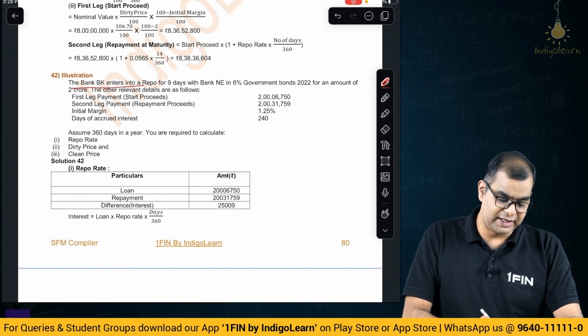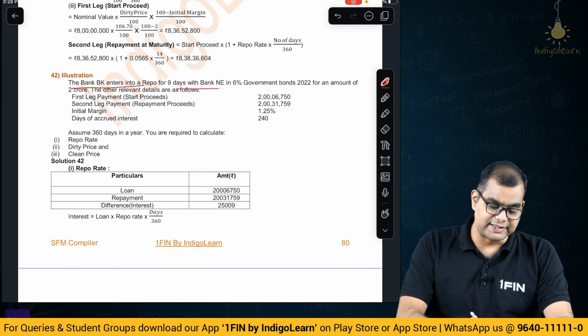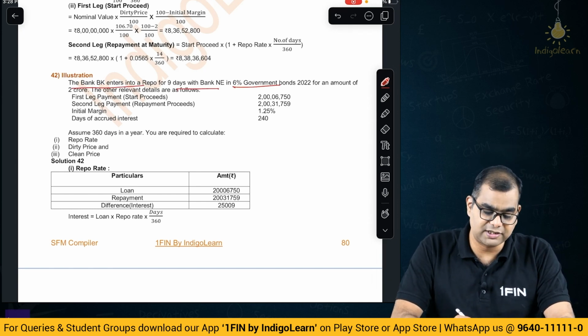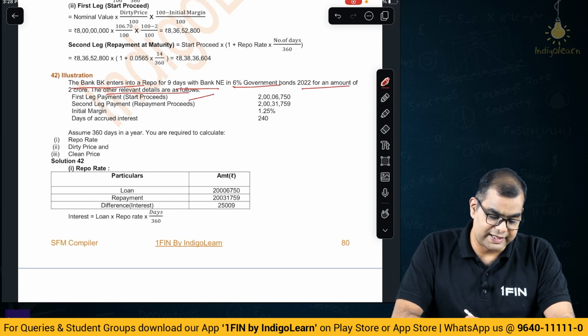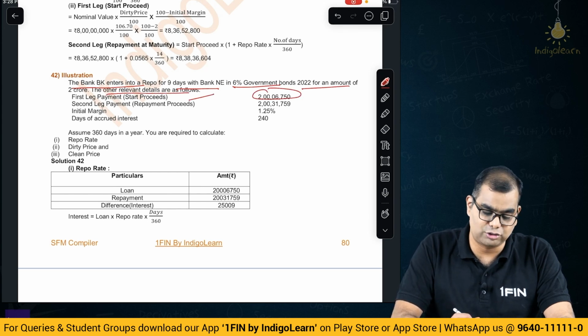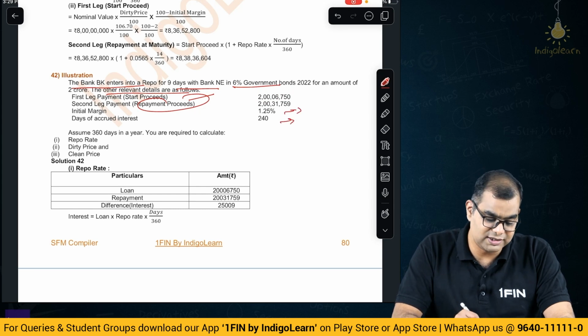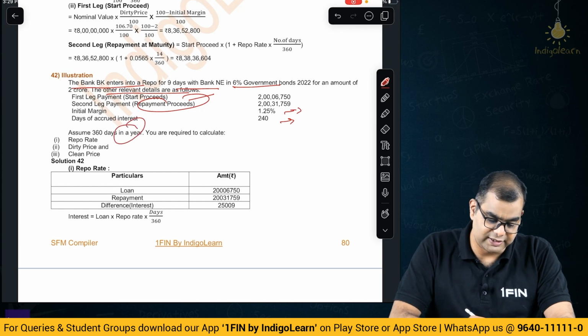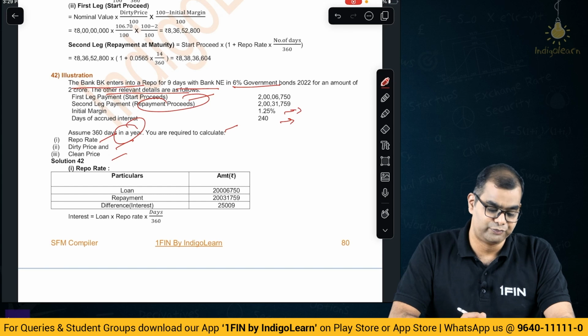The bank, BK Bank, enters into a repo for 9 days with another bank in 6% government bonds 22 for an amount of 2 crores. The other relevant details are, first leg is you make a payment of 200,000,650. Repayment is 200,31759. Then initial margin is 1.2 and days of accrued interest is 240. Now, what is this concept of initial margin? We will see. Assume 360 days in a year. You are required to calculate repo rate, dirty price and clean price.